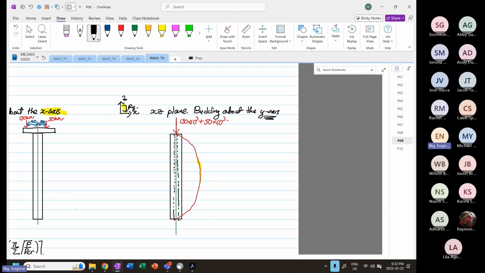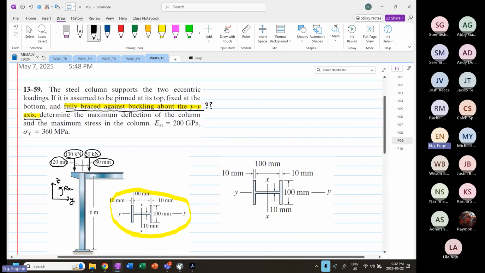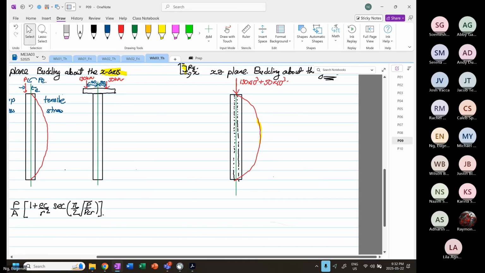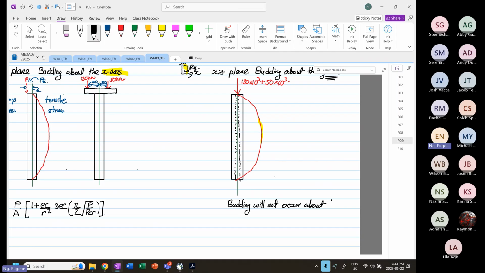And at this stage, the problem says what? Fully braced against buckling about the y-axis. So i.e., no buckling. Buckling will not occur about the y-axis. Okay, we have to be careful down here. Okay, are we clear? Okay, if we miss this out, then we are going to have problems.